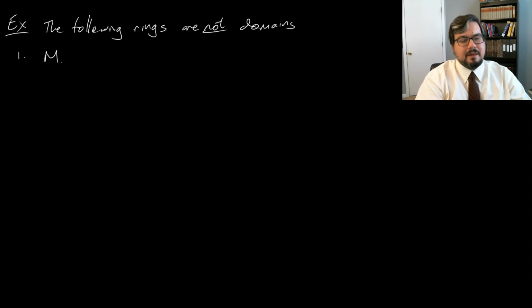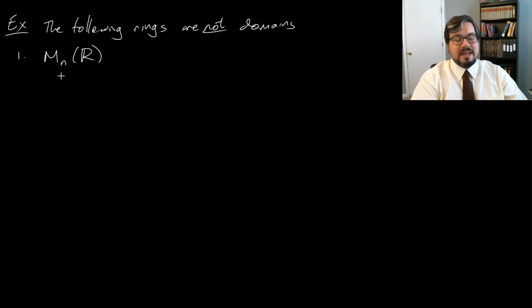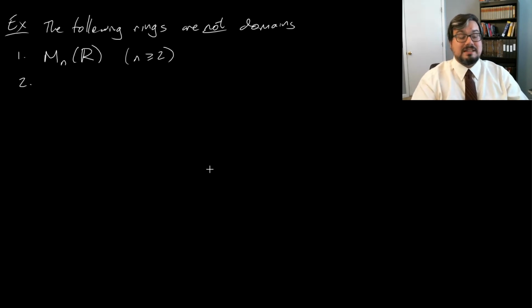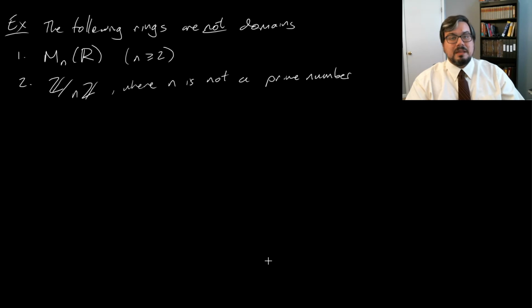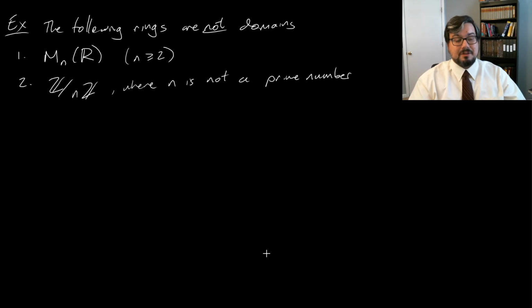We have the set of n by n matrices over R, so long as n is greater than or equal to 2. We saw an example of this where n was 2 earlier. Z mod nZ, where n is not a prime number. So of all the rings Z mod nZ, you can know precisely whether that ring is a domain or not by checking to see whether you're modding out by a prime number or by a non-prime number.